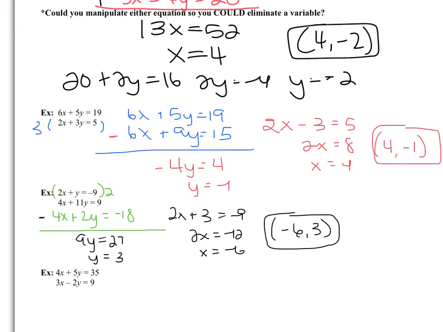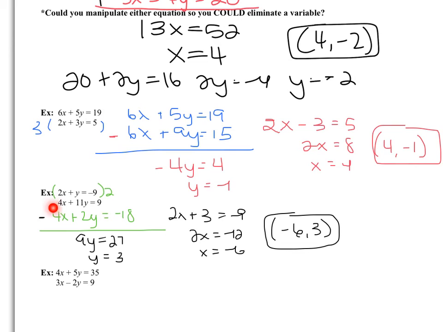So on this example here, I kept the top equation the same, and I multiplied the bottom equation by 3, getting 6x plus 9y equals 15. And then to eliminate, I subtracted. So you get negative 4y equals 4, and y equals negative 1. I put that back into this equation here. So I got 2x minus 3 equals 5, and when I solved it, I got x equals 4.